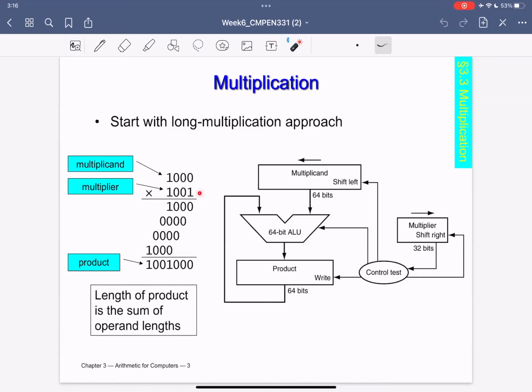So now I have two numbers, this number and that number. I would like to multiply these two numbers together. That number, we will refer to as the multiplicand. That number, we will refer to as the multiplier.